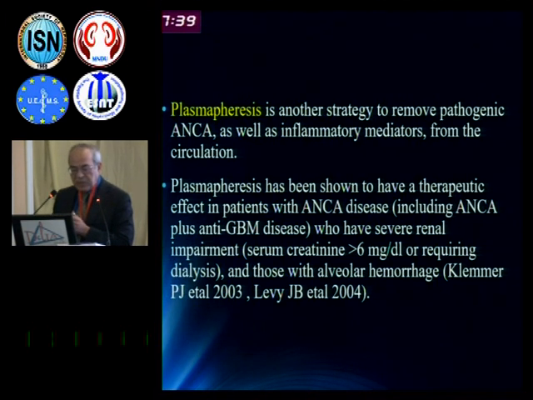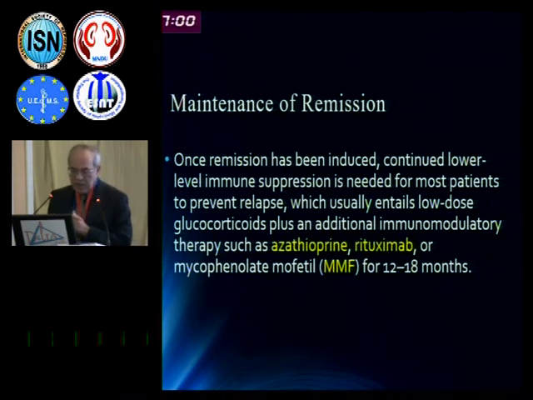Plasmapheresis is another strategy to remove pathogenic ANCA, as well as inflammatory mediators from the circulation. Plasmapheresis has been shown to have a therapeutic effect in patients with ANCA disease, including ANCA and anti-GBM disease, who have severe renal impairment with serum creatinine more than 6 milligrams, or on dialysis, and those with alveolar hemorrhage. We know this category of patients carries the worst prognosis. So plasmapheresis can help in this critical situation for induction of remission. Regarding maintenance of remission, after that we will go down with the momentum of immunosuppression.